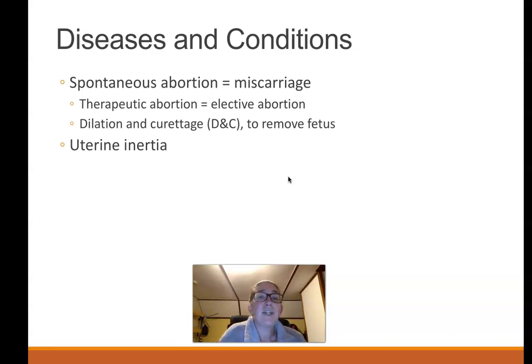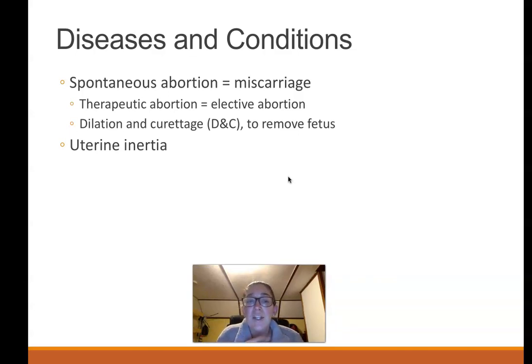Dilation and curettage is a procedure that's often performed after an abortion or after a molar pregnancy to remove any fetal material and make sure that the uterus has been completely emptied. It's a very unpleasant procedure. It's already an emotionally unpleasant time, but the procedure is commonly called a D&C.